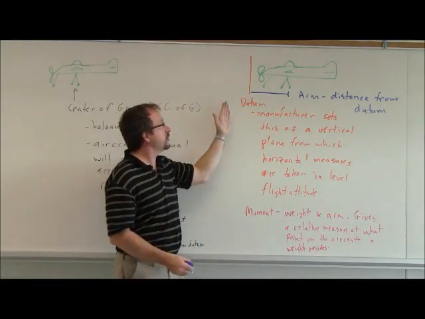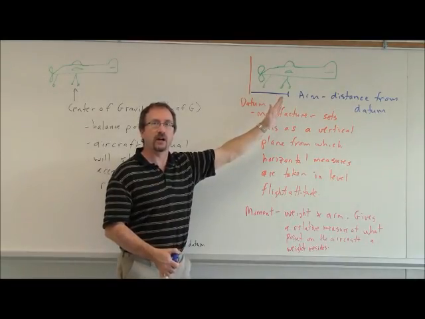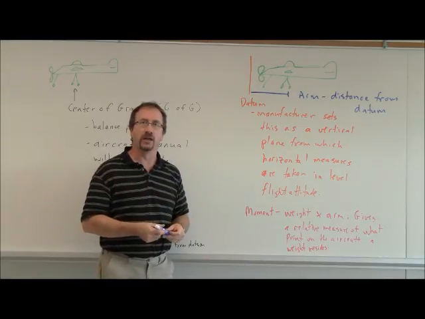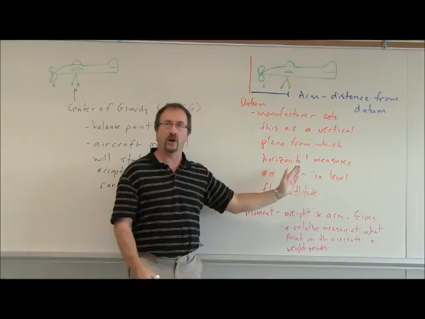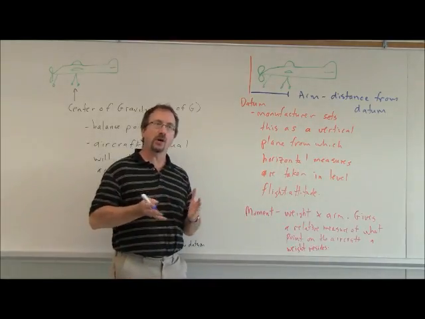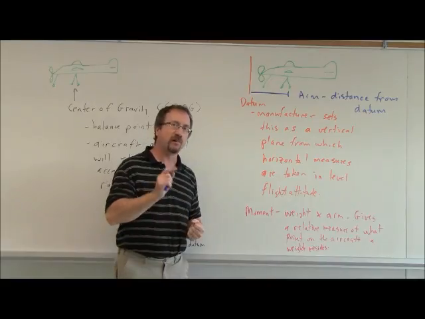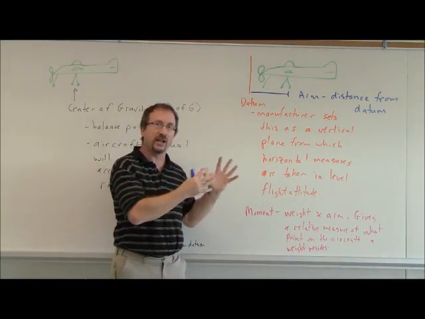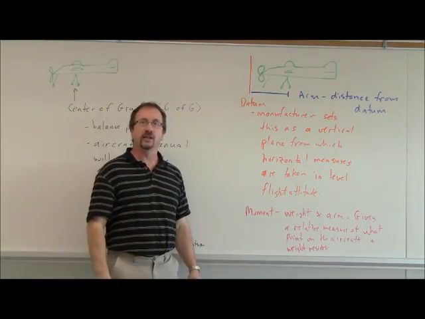From that, given that we know the measurement of the datum, or distance from the datum, the arm, and we know what the weight was, we can then calculate something called a moment. A moment is the weight you measured times the arm of that weight. So it gives us a relative idea of where along that aircraft that weight occurred and how much that weight was. From that moment, and from the arms, and from the datum, all these pieces of data that we collected, we then calculated the center of gravity, which we will do in a separate video.